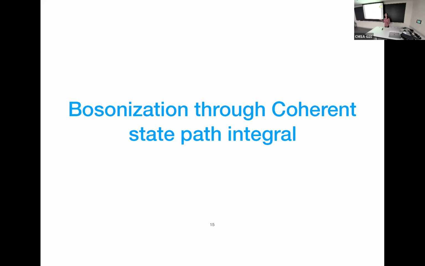So I have been telling you that we are considering a system with a Fermi surface, and the time evolution of the system is governed by some kinetic theory. Using the kinetic theory, for example, you can compute the linear and nonlinear responses. And for the next step, what we're going to do is build up the bosonization through this approach called the coherent state path integral.